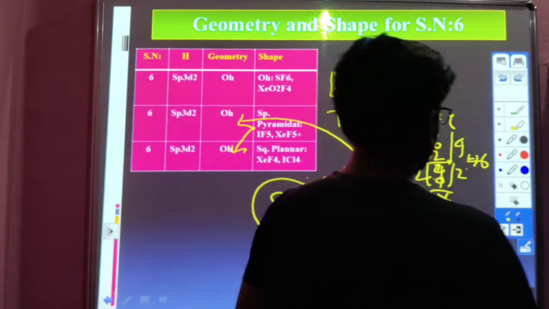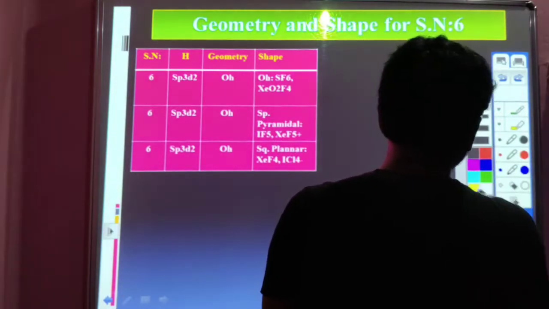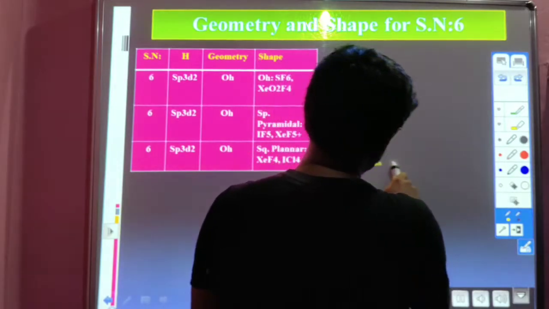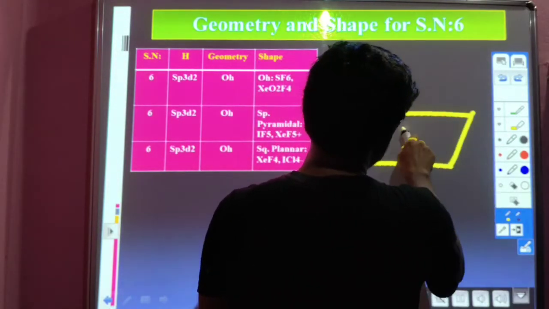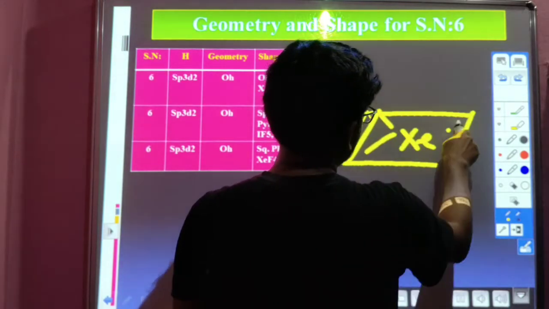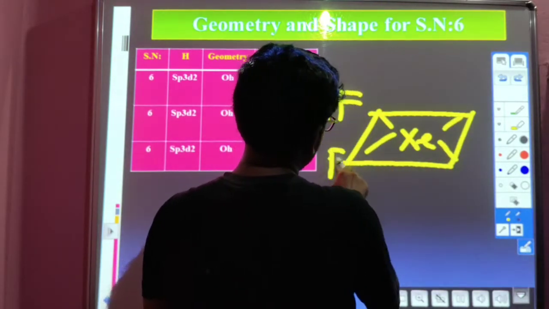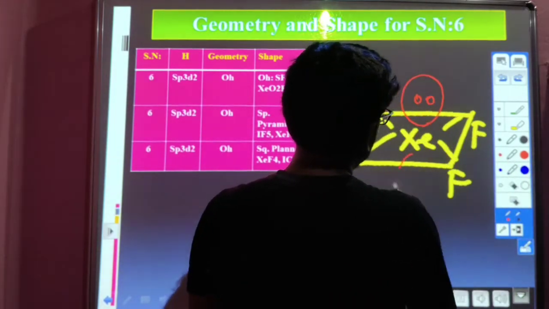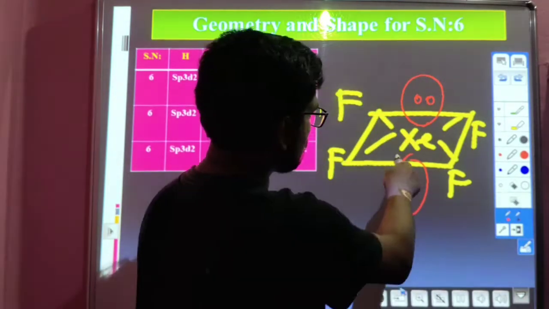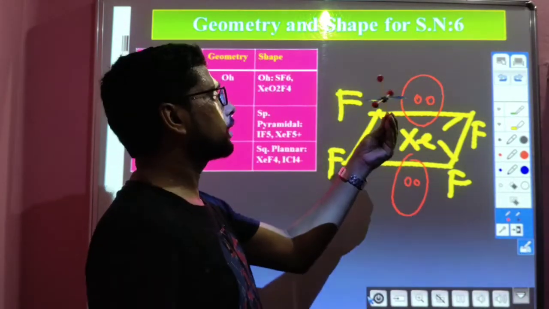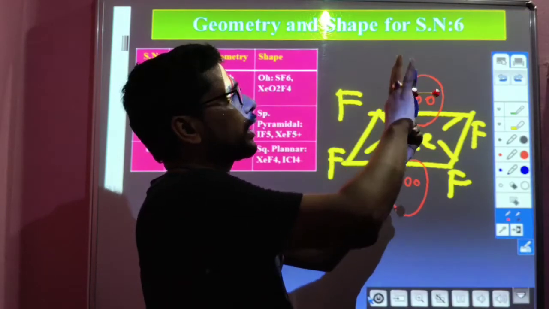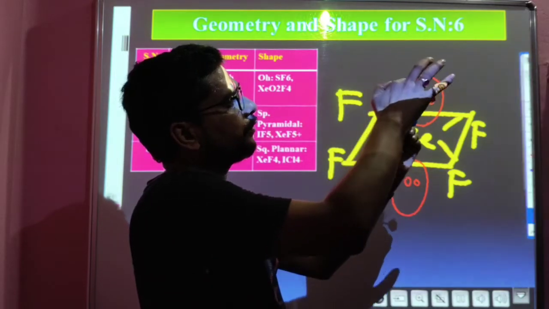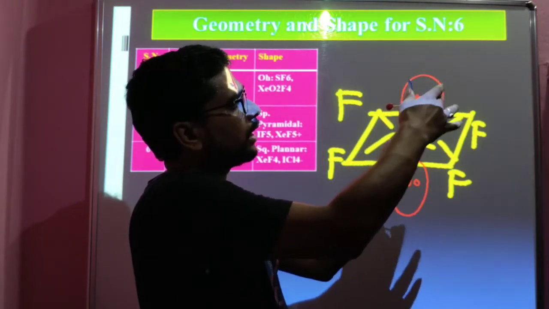Okay, let me draw the shape. This is one lone pair and another lone pair. So this is square planar. Look at here, don't look at this one. This is square planar. The angles are 90, 90, 90, 90 degrees. Okay, this is square planar.